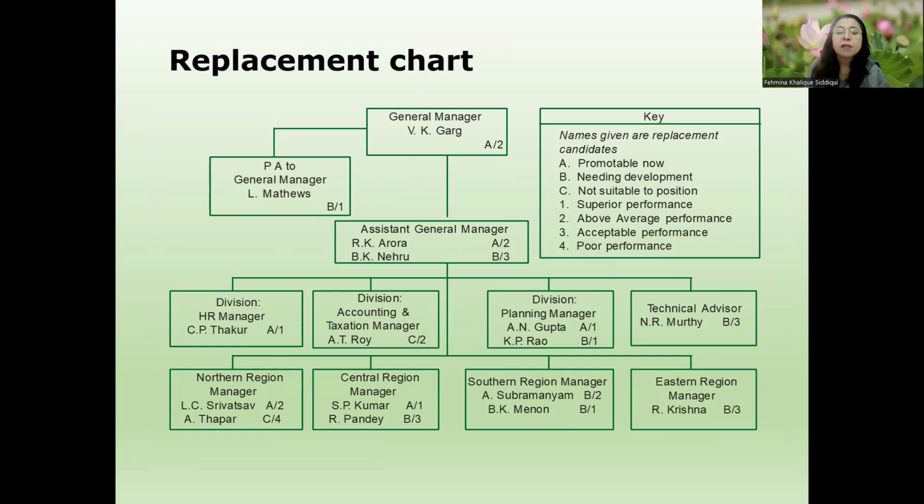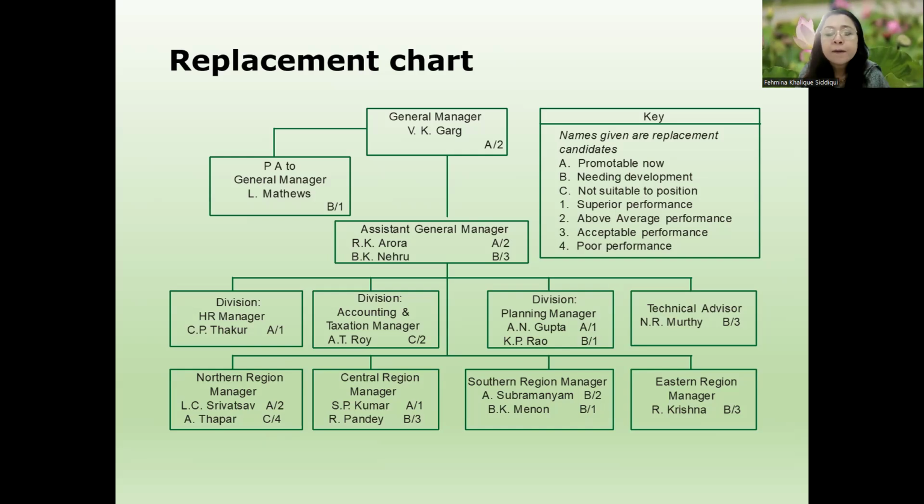As you can see, this is like an organizational chart where there are different divisions, and Mr. V.K. Garg is the general manager and he has a PA, Mr. Matthews. Followed by general manager V.K. Garg is assistant general manager. There are two assistant general managers, Mr. Arora and Mr. Nehru. Under the assistant general managers, there are the northern region manager, central region manager, southern region manager, and eastern region manager. And also there are different divisions or departments like HR manager, accounting manager, planning manager, and technical advisor. So this is the organizational chart for an organization, and you can see the names of all who are represented in it.